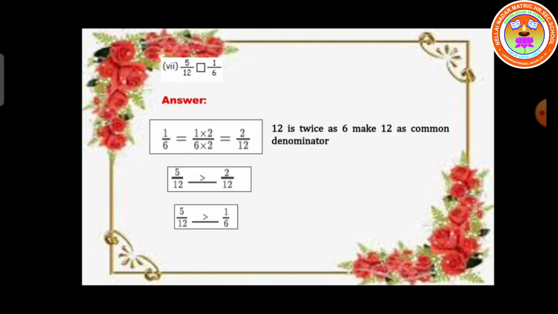Take the second fraction, 1 by 6 is equal to 1 into 2 by 6 into 2. As we know, 2 is multiplied with 6 only, we will get 12. So 1 into 2 is 2 and 6 into 2 is 12. So the answer is 5 by 12 is greater than 2 by 12 because 5 is greater when we compare the numerators. As we have to write in the original fraction, 5 by 12 is greater than 1 by 6.